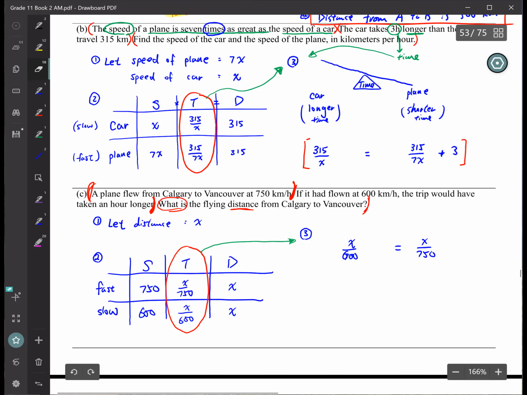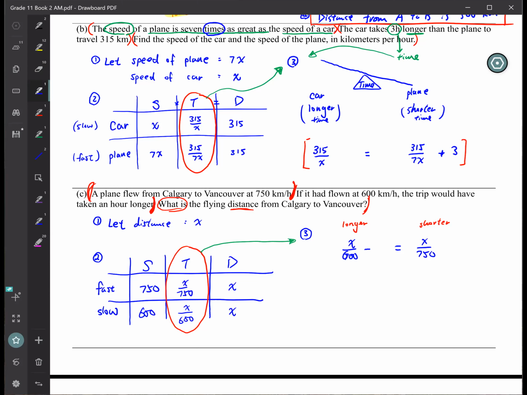So X over 600 is the slower trip, right? Think logically. If you are going slower, the time should be longer, right? It takes longer for you to finish the trip. So this one is the longer trip, longer time. This is the shorter time. Longer means the scale is higher, so you need to make them balance. If you want to make the higher go lower, you need to subtract. So it's longer time by 1 hour, right?